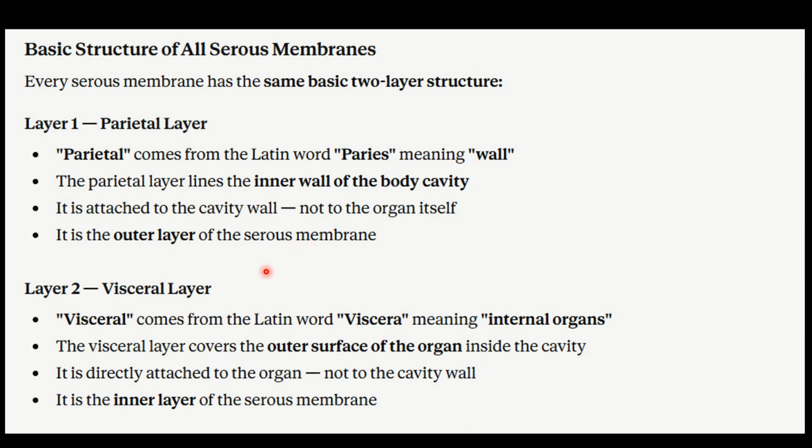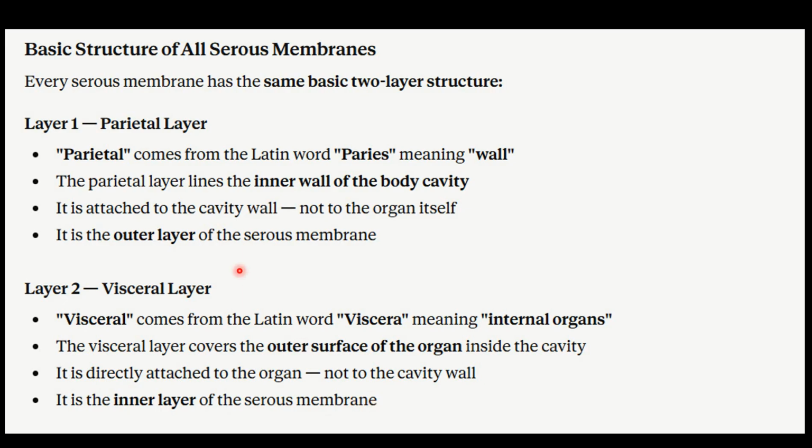Clear? Now the second layer is the visceral layer. The word visceral comes from the Latin word viscera, meaning the internal organ. So the visceral layer covers the outer surface of the organ inside the cavity. You can say that it is directly attached to the organ, not to the cavity wall. So you can see they both are opposite to each other. And it is the inner layer of the serous membrane.